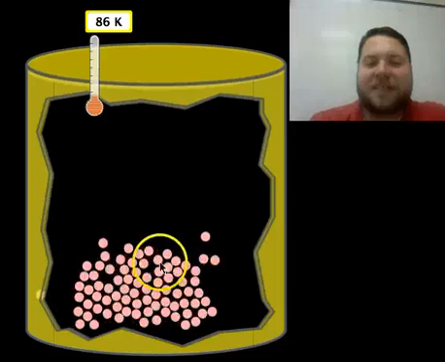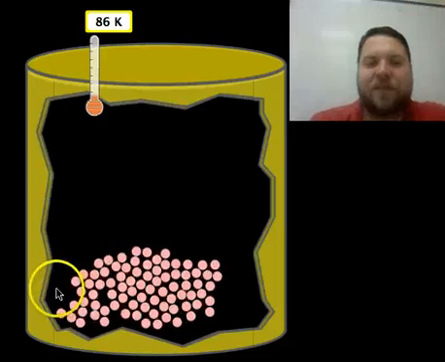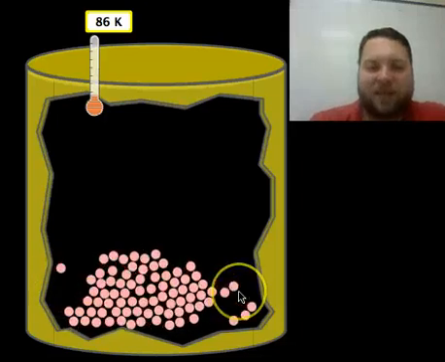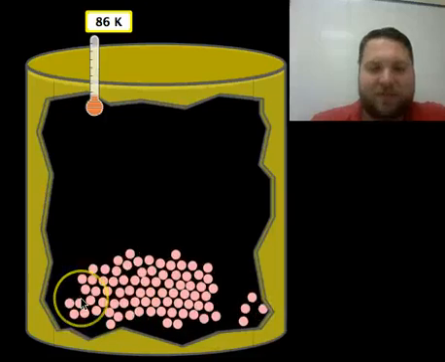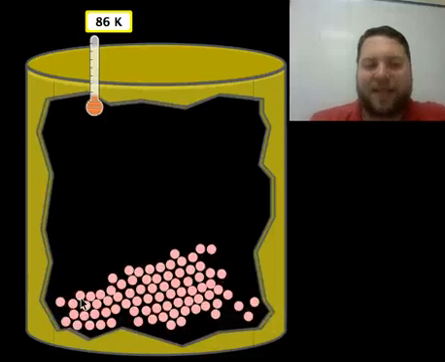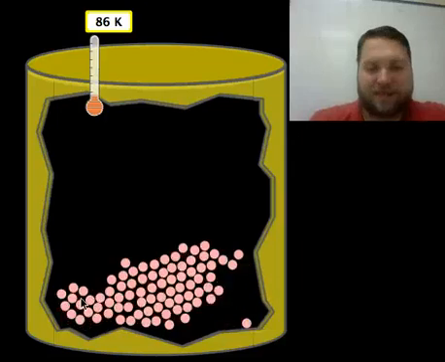But because they still stick together just a little bit, liquids have a definite volume. So the volume of this liquid will never change. It always takes up the same amount of space, but its shape can constantly change.